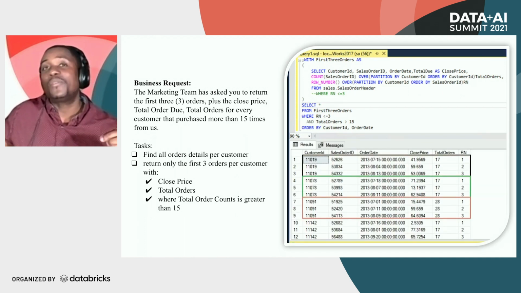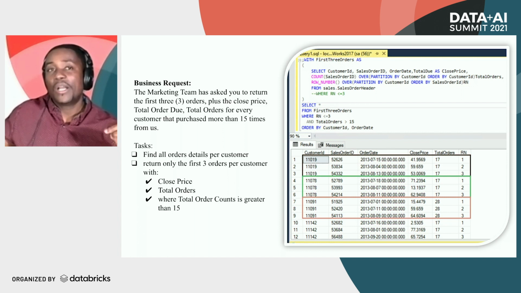If you're looking at one customer who purchased 17 times from us, we were able to bring only the first three times they purchased from us. And if you're looking at the third example, that customer purchased 28 times from us, we were able to bring the first three times or the purchases from us, correct?